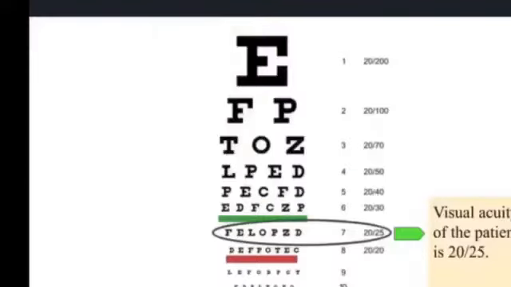Okay, fine. So now the patient could read the line of visual acuity 20 by 25. So it means the visual acuity of the patient is 20 by 25. 20 is the distance at which the patient is sitting from the Snellen chart, and 25 is the distance from which a normal eye can see. Okay, so Fiza, by this we can say your visual acuity is 20 by 25.